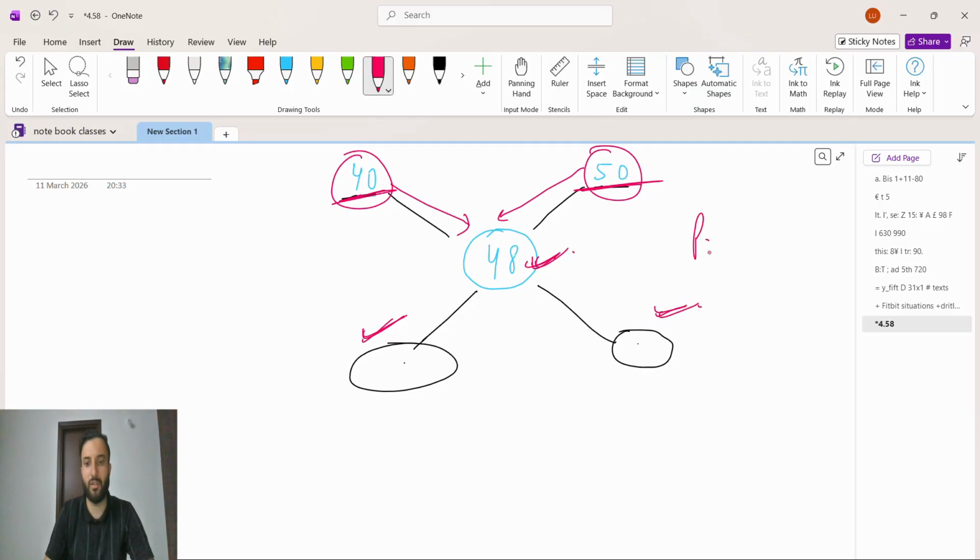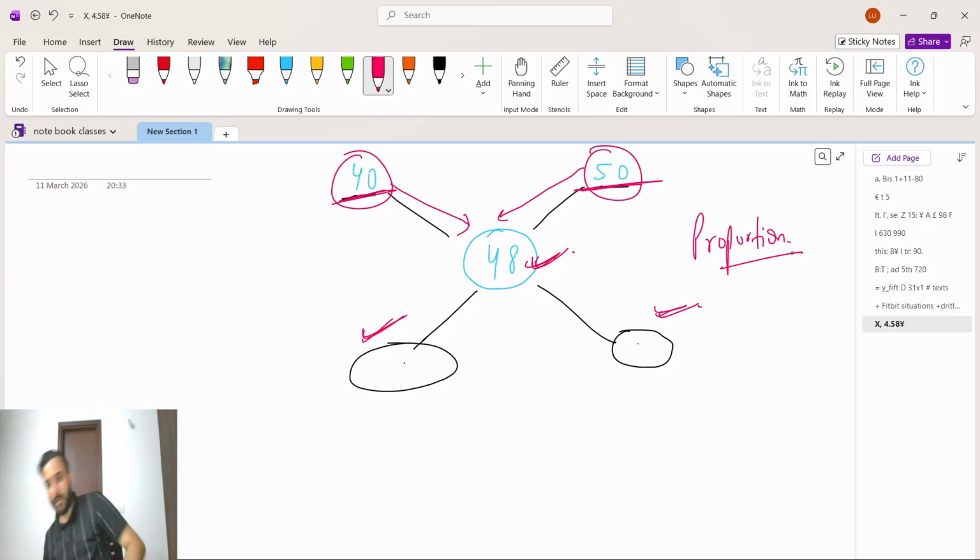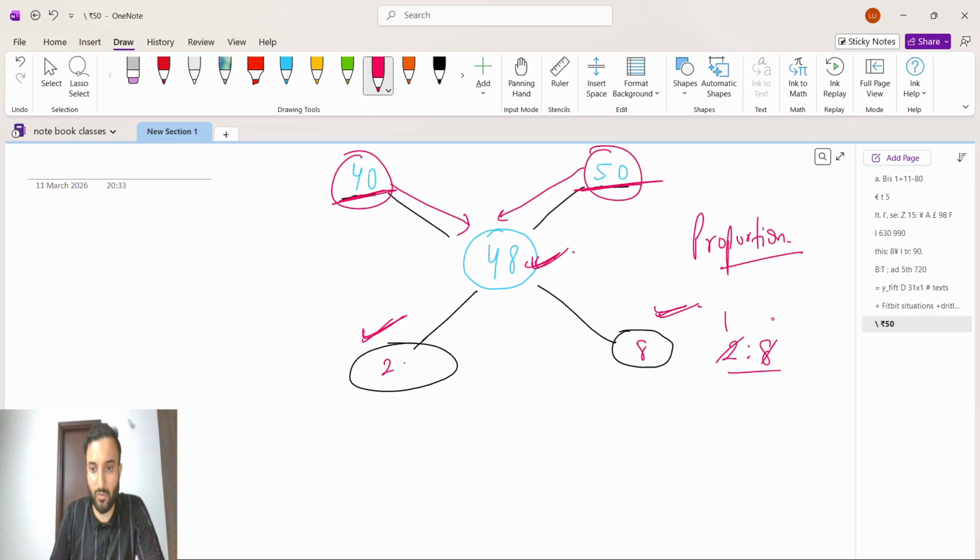In the question they will say in what proportion. That means this question is of ratio and proportion. Okay, so see, what we have to subtract: the smaller from the bigger. Which is bigger? 50. 50 minus 48 gives 2. And for 40, not 40 minus 48, the bigger is subtracted with the smaller, so 48 minus 40 gives 8. So the answer we get is 2:8, which means 1:4.